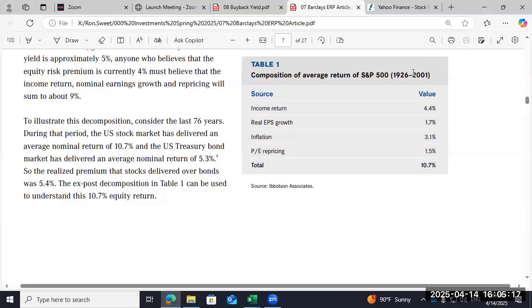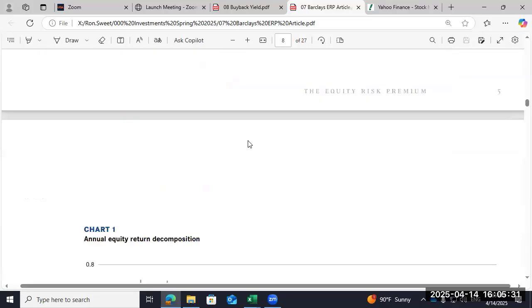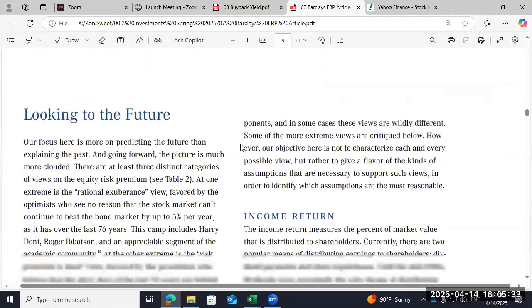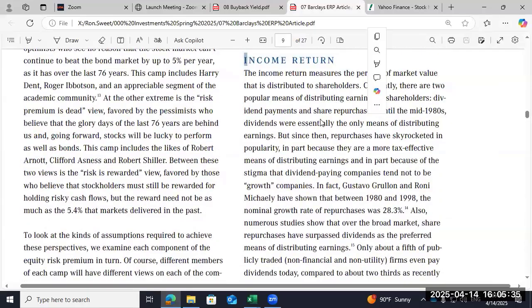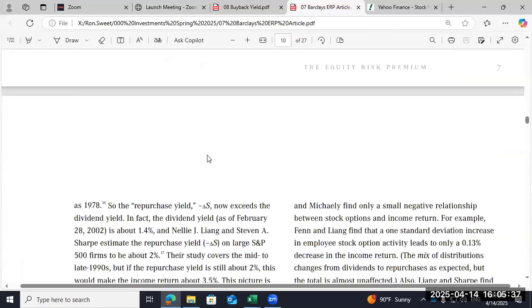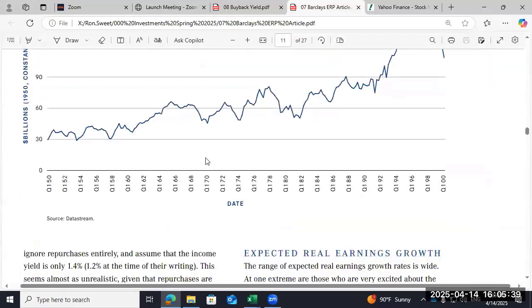But they wrote this right after a major financial crisis, so it's pretty volatile. And then repricing was 1.5%, and that is because PE ratios had risen, and that's something you can't rely on in the future. And then what this paper does, which is really interesting, it goes through each one of these pieces to tell you what you could expect going forward.